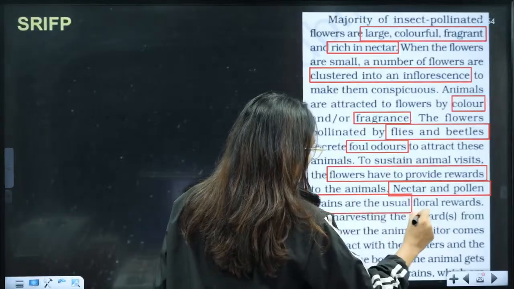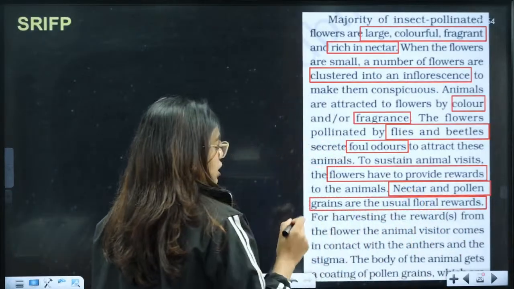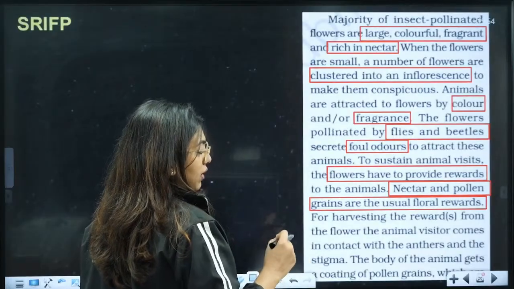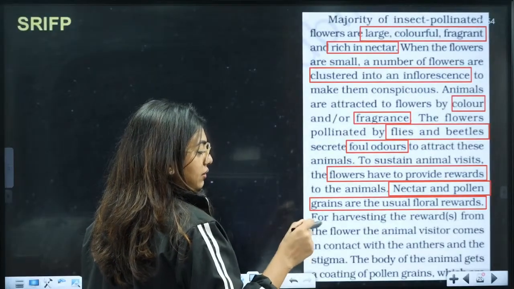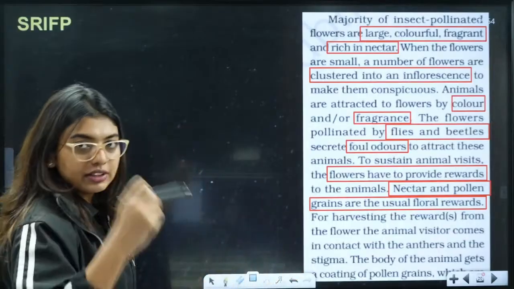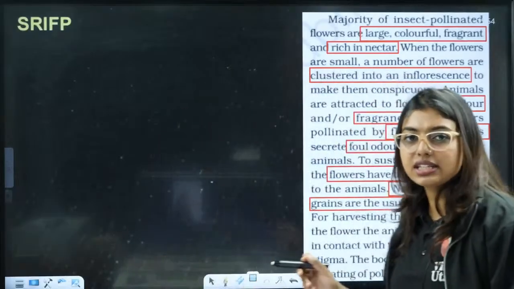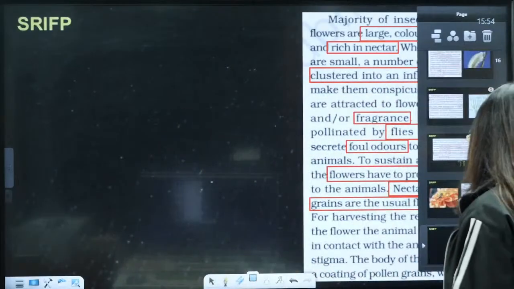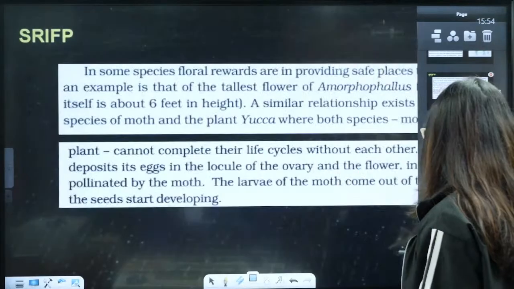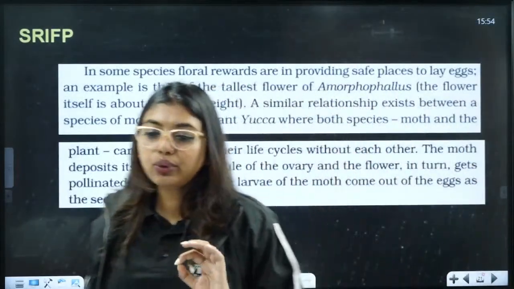okay, are the usual floral rewards. For harvesting the rewards from the flower, the animal visitors come in contact with anthers and stigma. The body of the animals get coated with the pollen grains and they go and sit on another flower and the pollen grains are going to be distributed. Clear to all of you? Yes or no?